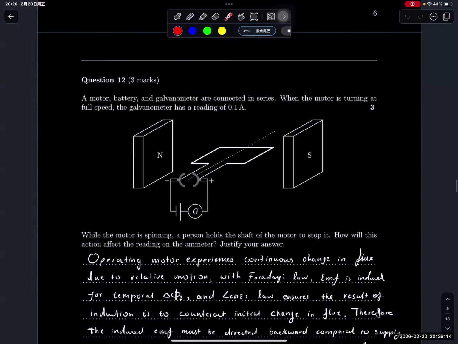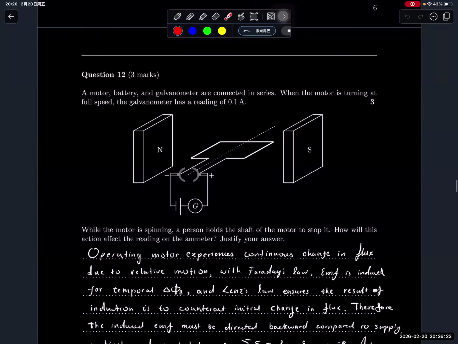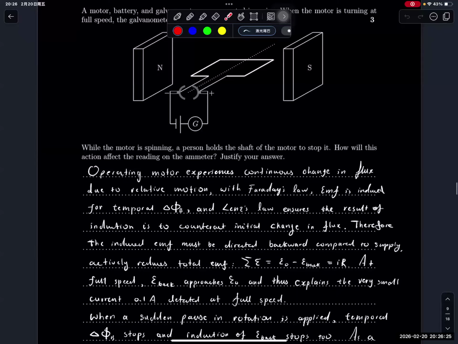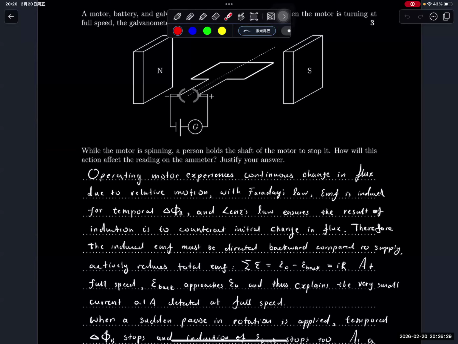Question 12, we have a simple DC motor. A galvanometer is applied. So when the motor is turning at full speed, the galvanometer reads a current of 0.1 amperes. You have to explain why that is. Okay, so it's a very small current. This is because when the motor is operating, there's a back EMF, right? So you have reduced the total EMF so that the current is less.